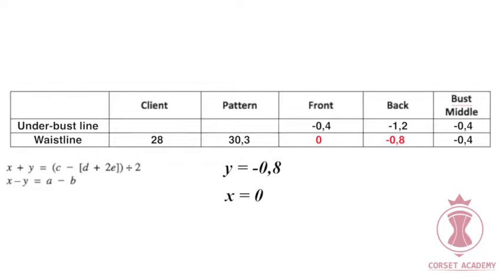Now I need to even out the side seam along the line of the stomach. I draw an additional table substituting determined values from tables. The calculation is entirely the same, and again I use my formula of side seam adjustment.